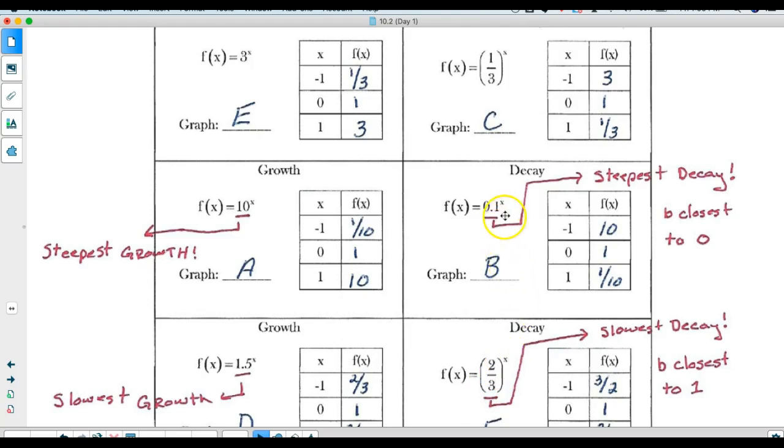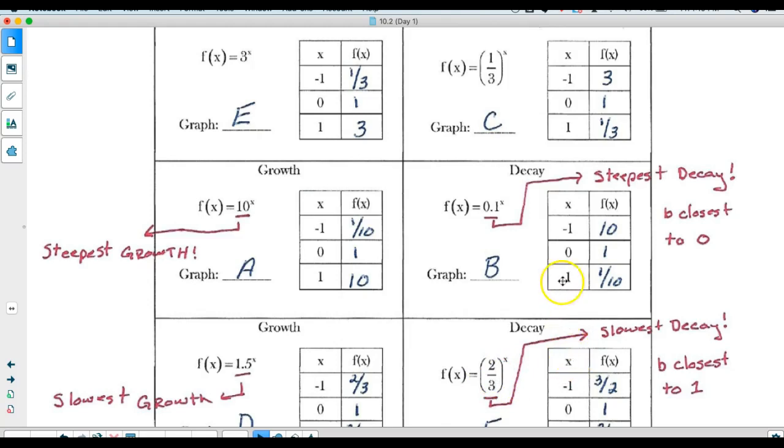Okay, think about this. If I look at 0.1, that is actually 1/10. So that is the smallest number, and because it's the smallest number, it will be the steepest decay. Because this number here, 0.1, is smaller, it's going to decay faster, meaning 1/10 of whatever I started with is left each time I raise it to a power, where up here I have 1/3 is left over each time, and down here I have 2/3.